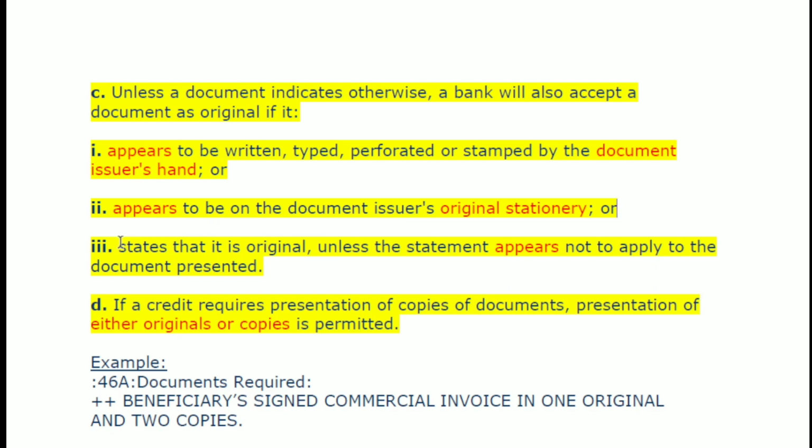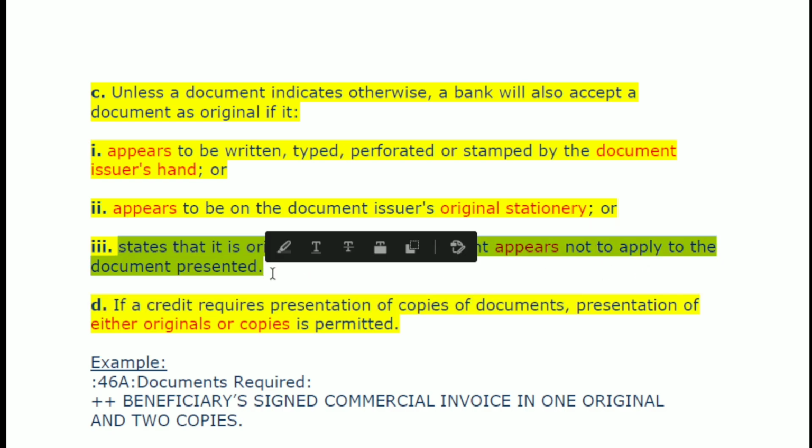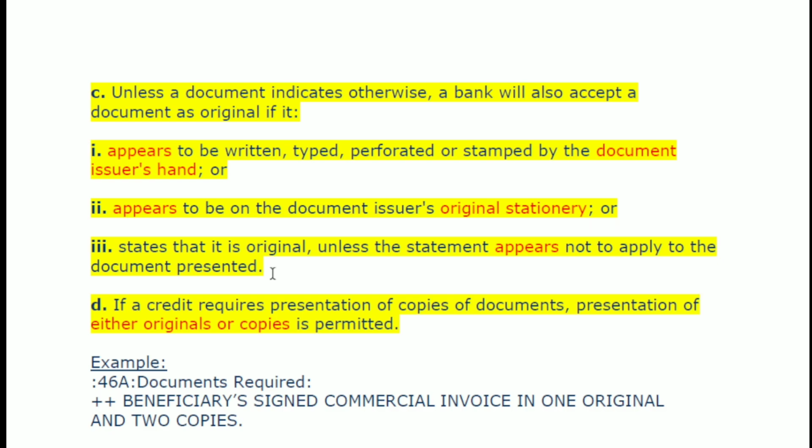Subclause number 3 states, a bank will also accept a document as original if it states that it is original, unless the statement appears not to apply to the document presented. It means if anywhere in the presented document it's written as original, we can treat the document as original, unless it looks like a Xerox copy of original documents, or anywhere in the document it is mentioned that the document cannot be treated as original unless stamped or signed, or if there are any other such clauses.